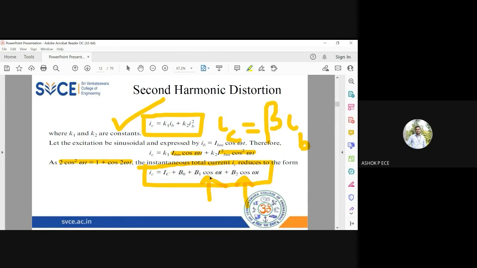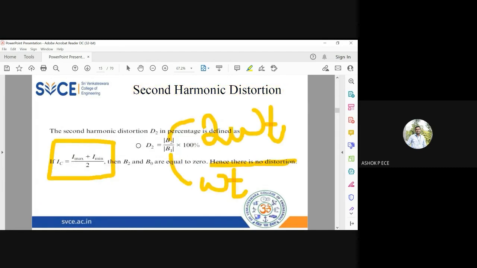Same procedure, you expand everything, eliminate, find, you will be having IC, B0, B1, B2, B3. So additionally, you will be finding B3. So the third order harmonic distortion will be D3 is equal to B3 by B1 into 100%. That is going to be how much percentage of third order harmonic distortion you are going to have in your signal.